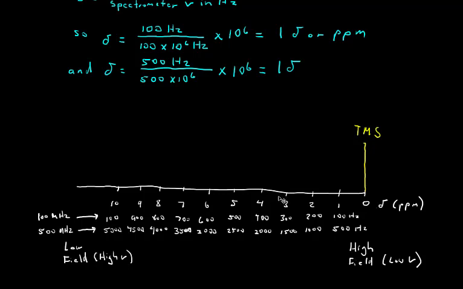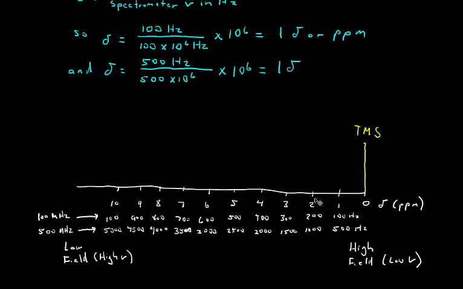One of the things that's interesting and important to note here is that there are more hertz between these delta units for a stronger magnet. The 500 megahertz spectrometer has a much stronger magnet than a 100 megahertz spectrometer. Between each of these delta units on a 100 megahertz spectrometer, you have 100 hertz in frequency units. Between each of these delta units on a 500 megahertz spectrometer, you have 500 hertz.